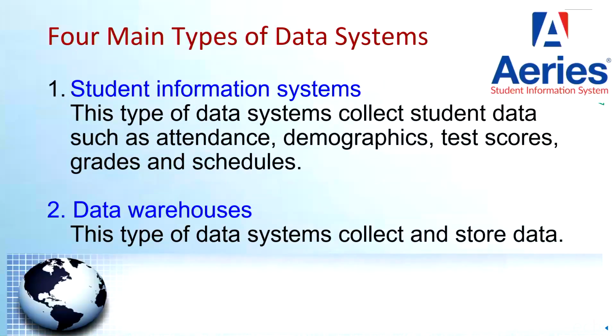But according to my research, I classified them into four main types of data system. The first one is the students' information system. A students' information system gathers students' information: their attendance, their demographic information, their scores, and also the school schedules. The second type is the data warehouse. A data warehouse is just like the mother of small data systems. They collect all the data together.